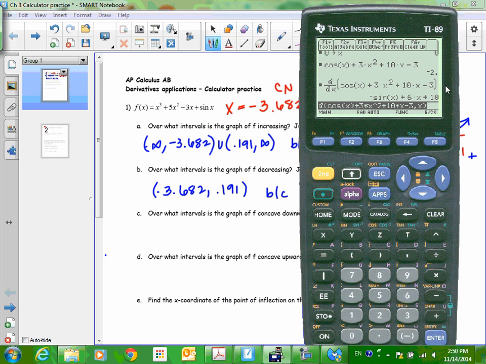What do you do with your second derivative now? Set it equal to 0. And now you have many different ways of doing this. You can use the solve feature on the home screen. You can graph it and find the 0 that way. So go ahead and see if you can find the number. There's only one this time, 1 point of inflection. So go ahead and try that part on your own.